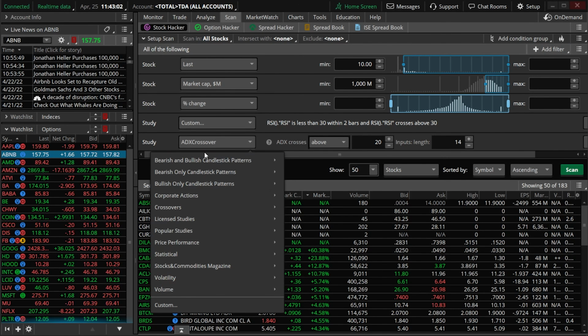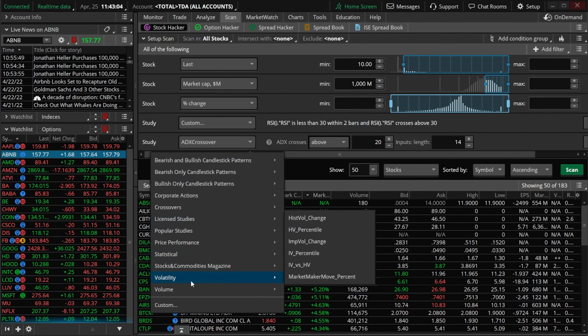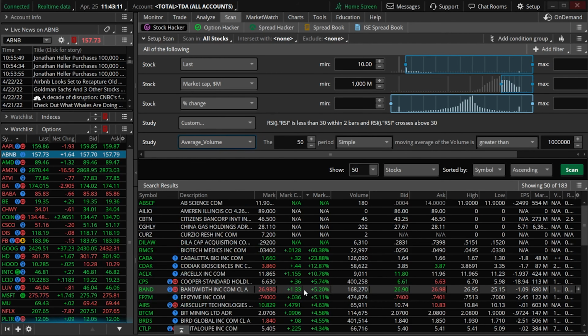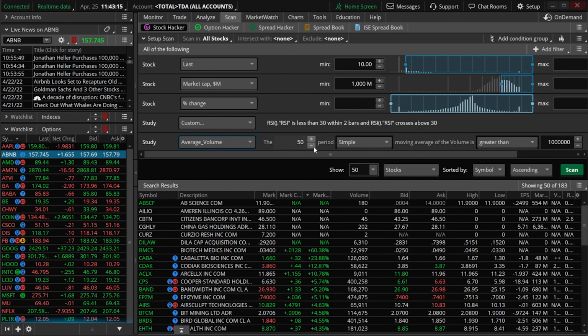From there, I'm then going to come down to one of these pre-made filters, and this one specifically is going to be for volume. I'm then going to select the average volume filter, and I'm actually going to leave it as the default. Now, the default right now is saying over the past 50 days, the 50-day average, this stock has typically traded over 1 million shares a day. Now, 1 million shares a day is not a crazy amount, but it's at least fairly liquid.